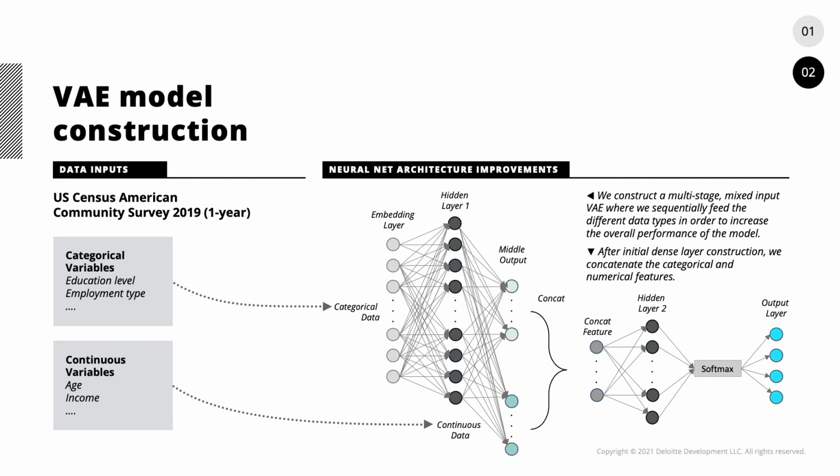As an example of what we're currently investigating is a more specialized neural net architecture or architectures which will be optimal for treating mixed socio-demographic data types. An example that we are currently developing is the construction of a multi-stage mixed input VAE where we sequentially feed the different data types in order to increase the overall performance of the model. After the initial dense layer construction, we concatenate the categorical and the numerical data.